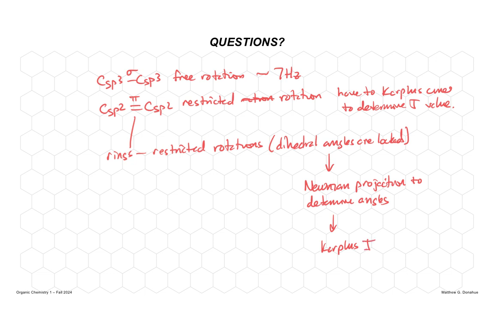So at this point, we've covered pretty much everything we need to know about proton NMR in terms of chemical shift, in terms of multiplicity, and now in terms of the coupling constant between spin systems that are coupled due to neighbors.